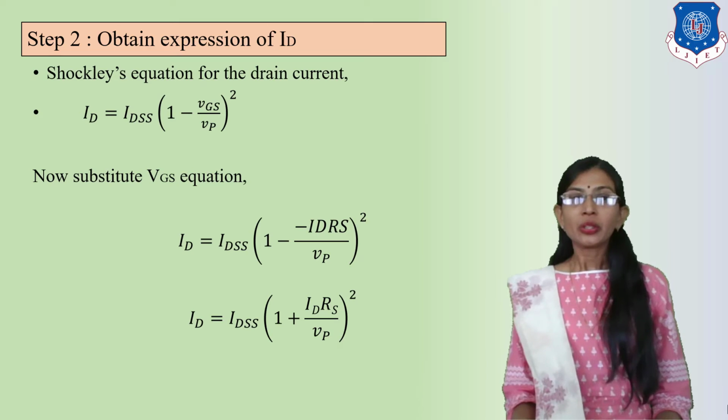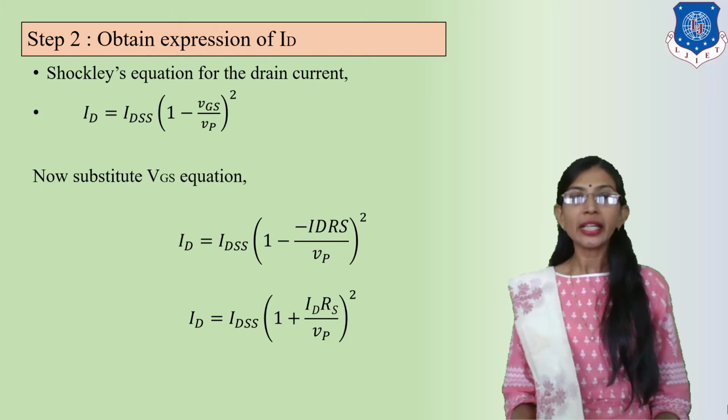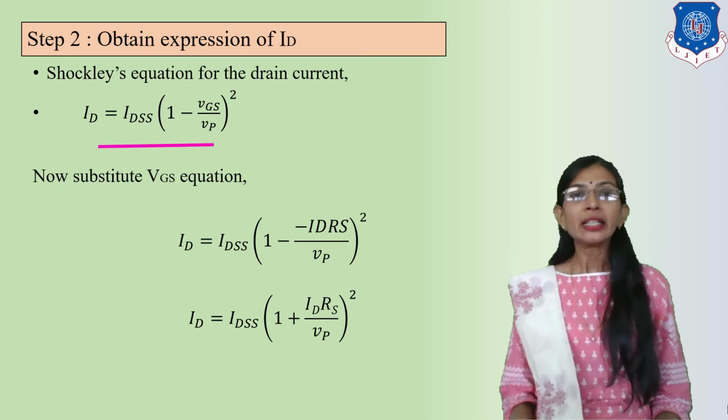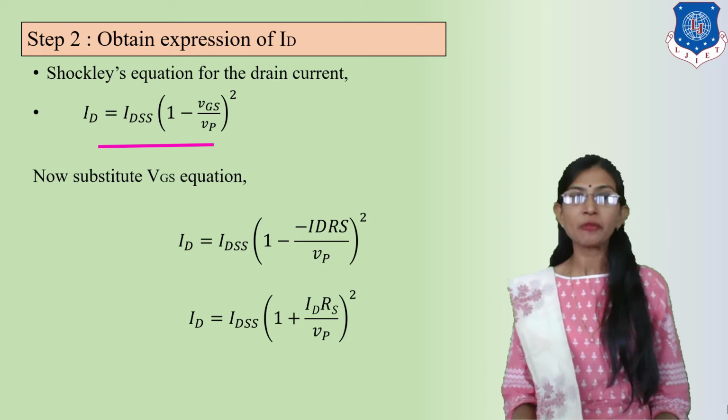Now step 2. Our task is to obtain the expression of output current and the expression of output voltage. What is the output current? That is ID. And what is the output voltage? That is VDS. So first of all, according to Shockley's equation, all of you will have to learn this equation, which is very important. That is ID equal to IDSS times (1 minus VGS upon VP) whole square. Here VGS is the input voltage drop and VP is the pinch off voltage at which we get the drain current 0.